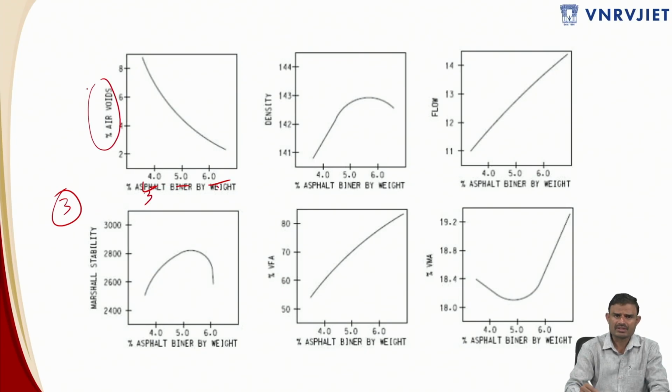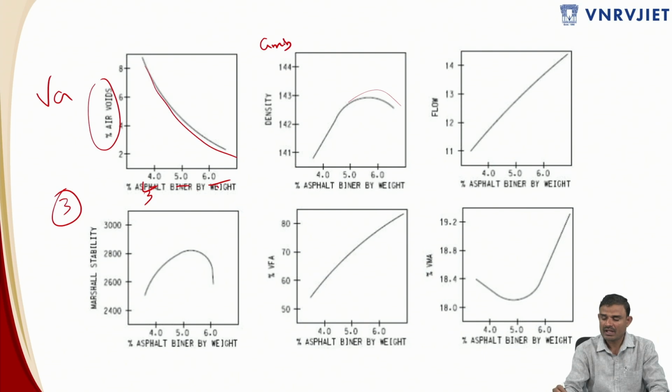So this is air voids. Just now we have calculated VA, so this is nothing but VA. Once you have different percentages, you get different volumes of air voids, and you will get a graph like this. And then this is the density, which is nothing but GMB. Here it is bulk density, meaning GMB, and this is Marshall flow.